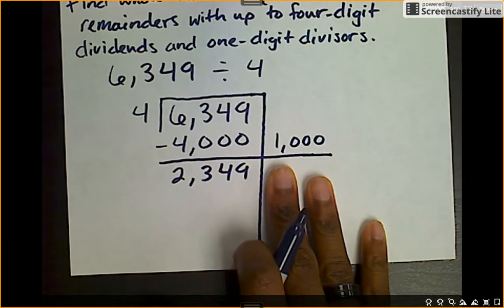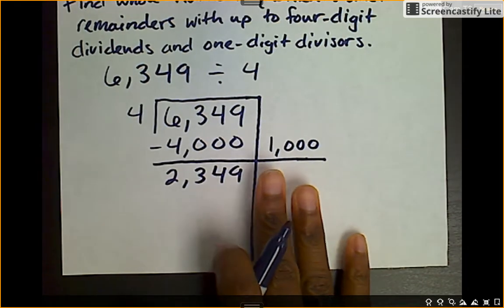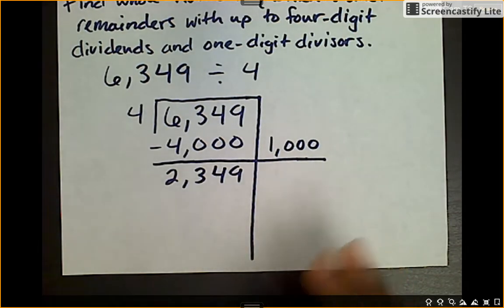Now, naturally, your students are looking like, oh, well, Mr. Evans, can we do 1,000 again? And I ask them, I say, well, is 4,000 less than 2,349? They're like, no. So I say, well, the obvious answer here is what? No.